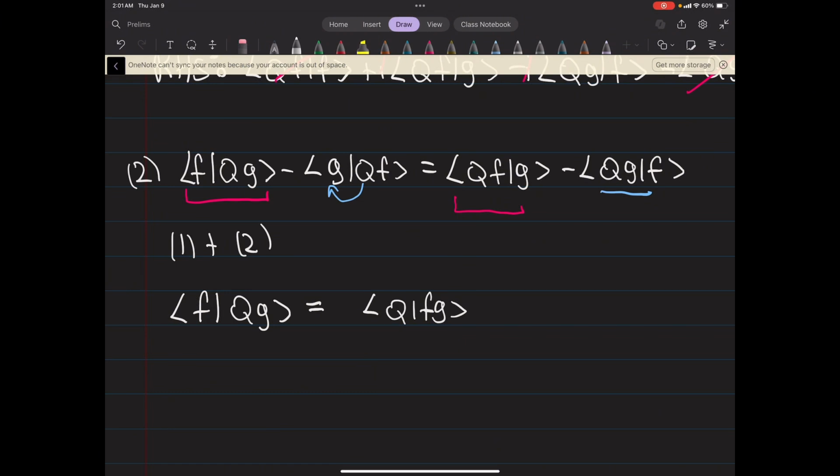Hopefully that makes sense. I tried not to skip too many steps, so hopefully I didn't do that and I didn't go too fast.